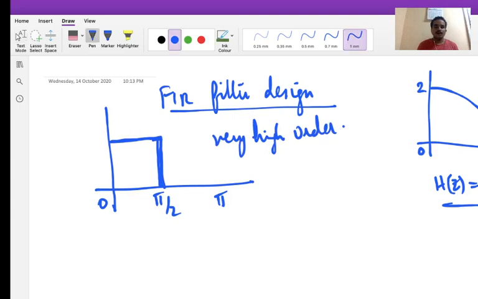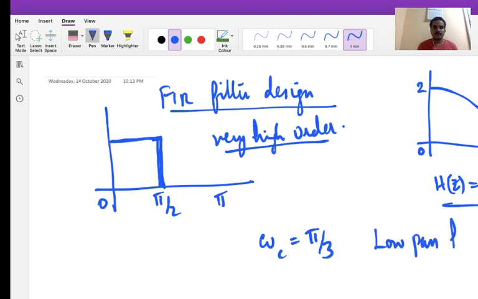Now to have a very high order filter, what you usually do is, suppose that your omega c is say pi by 3, and you want to stop all the frequencies from 0 to pi by 3. So in that case it is a low pass filter with cutoff frequency omega c equal to pi by 3.